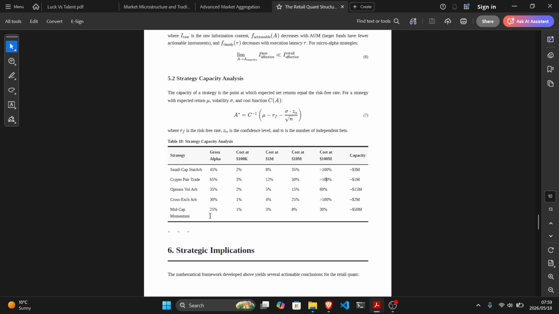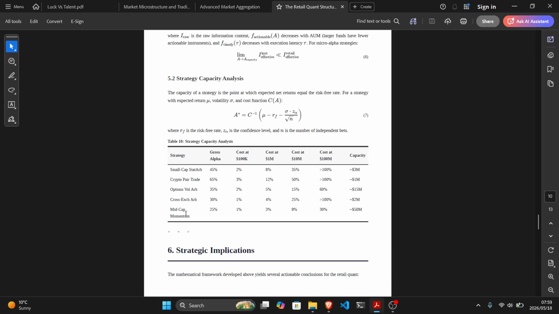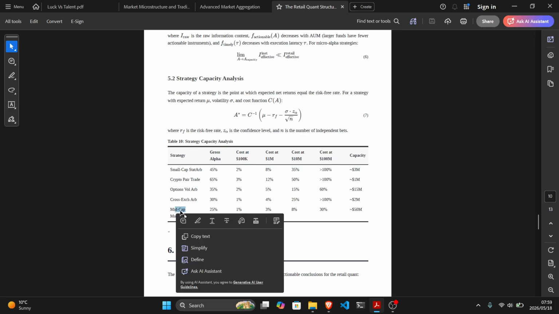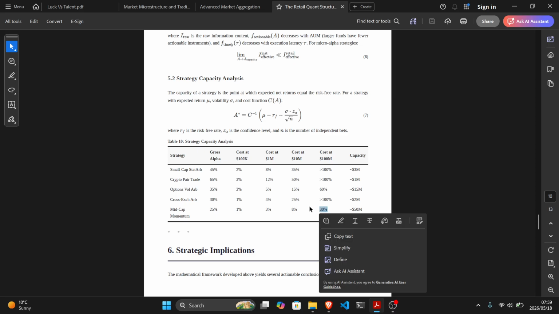Mid-cap momentum has a gross alpha of 25%, cost at 100K about 1%, cost at 1 million about 3%, cost at 10 million 8%, cost at 100 million 30%, and the capacity is about 50 million. So as you can see, if you're at 100 million, the mid-cap momentum strategy essentially will cost you less, right?